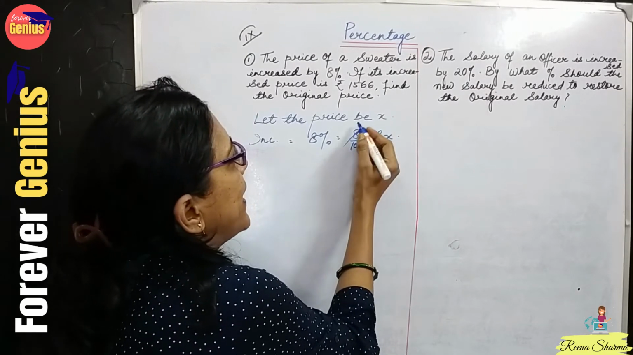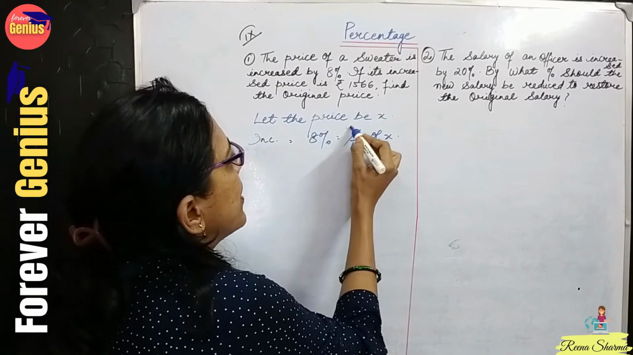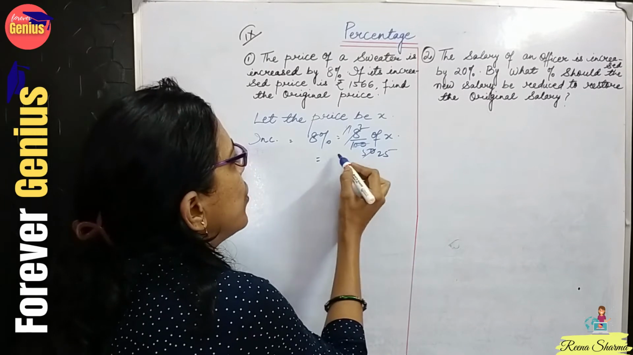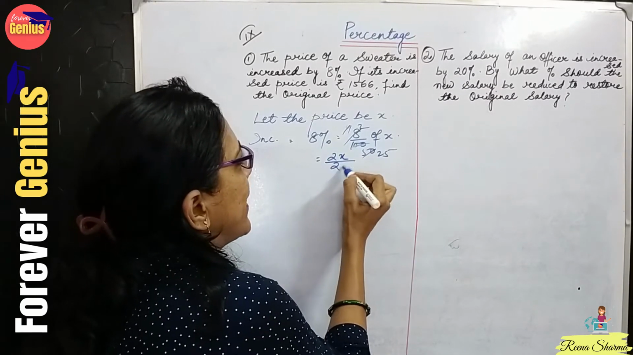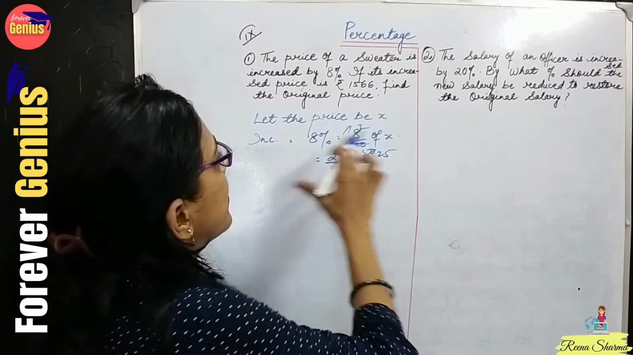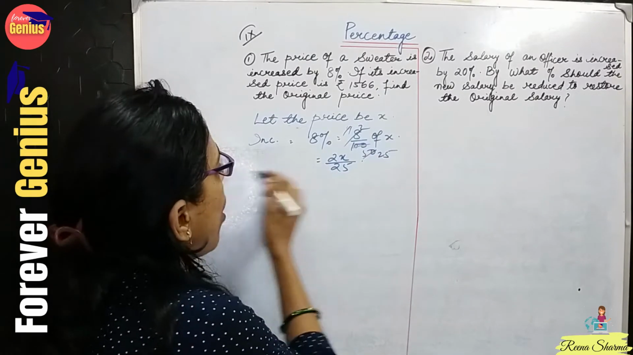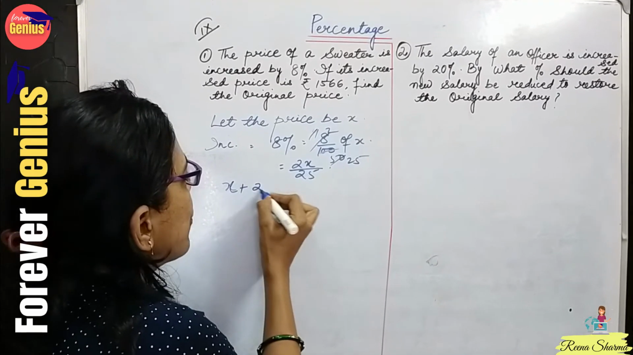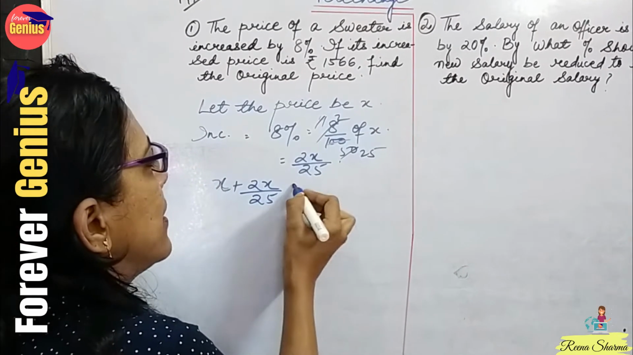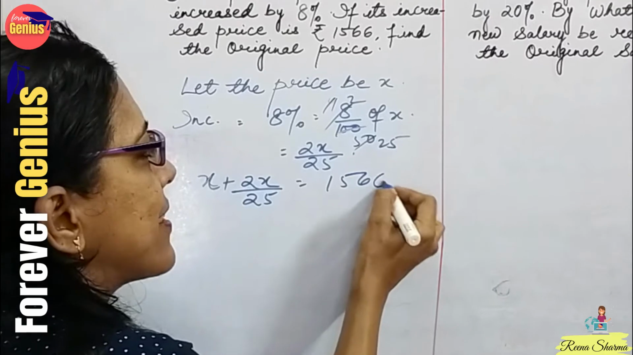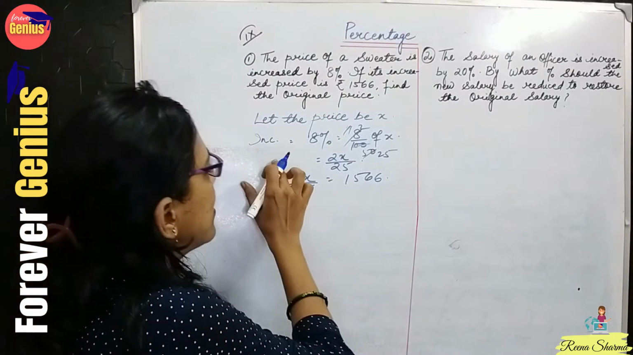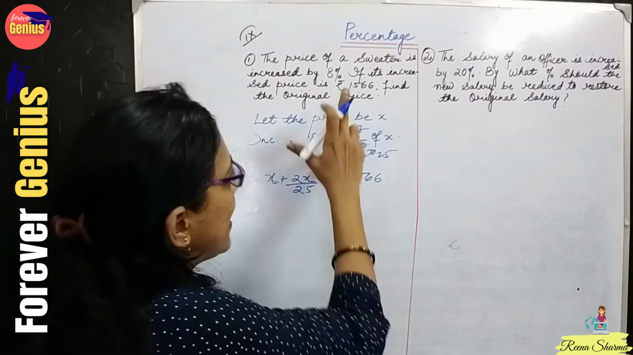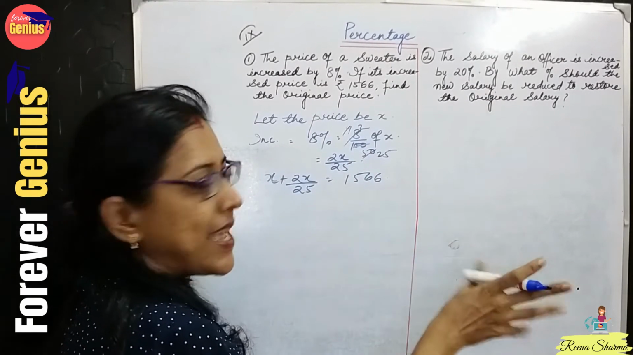If I calculate it with the table, it is 4, 50, 2 and 25. This is equal to 2x by 25. But this is the increased value. So original is how much? x. So x plus 2x by 25 is equal to 1566, because the original value plus the 8% increase is the value of the sweater, which is 1566.